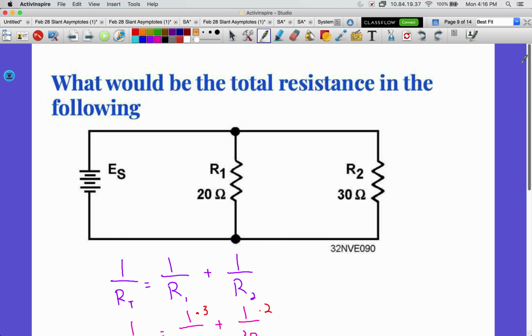All right, so that is less than either of these, which makes sense because opening up more paths for the electricity to flow should lower the overall resistance, because now your electron can pick: does it want to go through this way or this way?